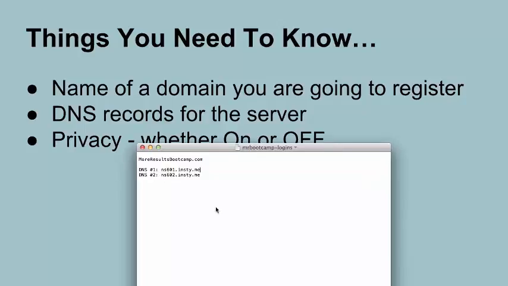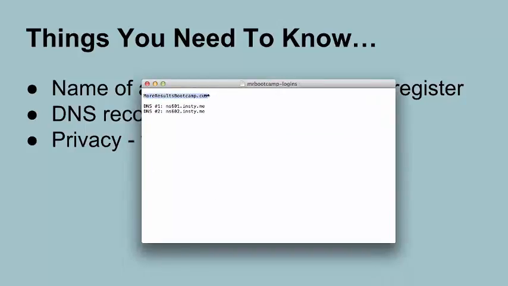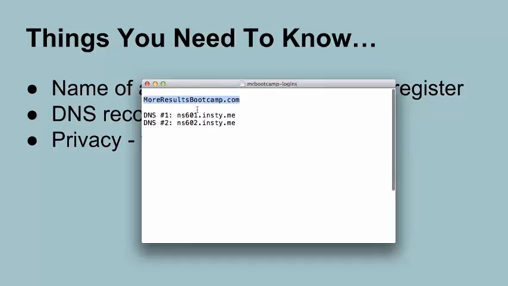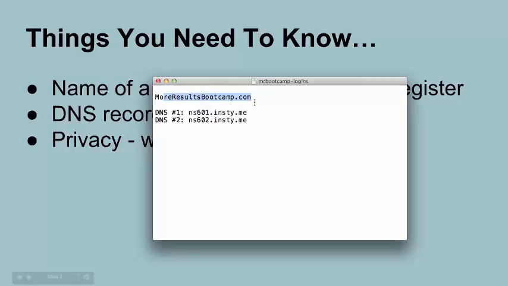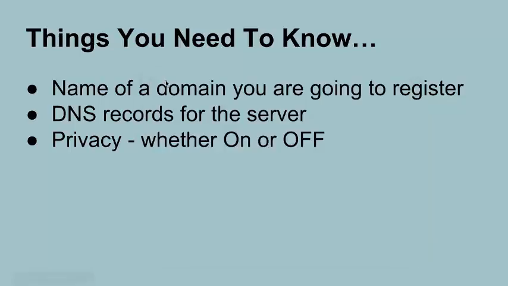And obviously, I highly recommend enabling it. Now, what you want to do here is find out the domain name which you are going to register. In this case, we are going to register moreresultsbootcamp.com. And next, we need to know the DNS records, which I have right in front of me. These are the records that I'm going to use. What I always highly recommend when you start a new domain name is to create a notepad file where you keep all the records, all the login details and everything in one place for that particular domain. So let's copy this and go to the registrar and set up the domain name.